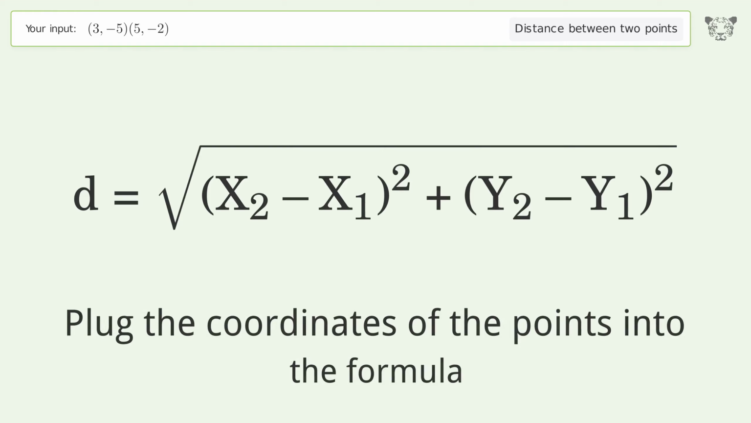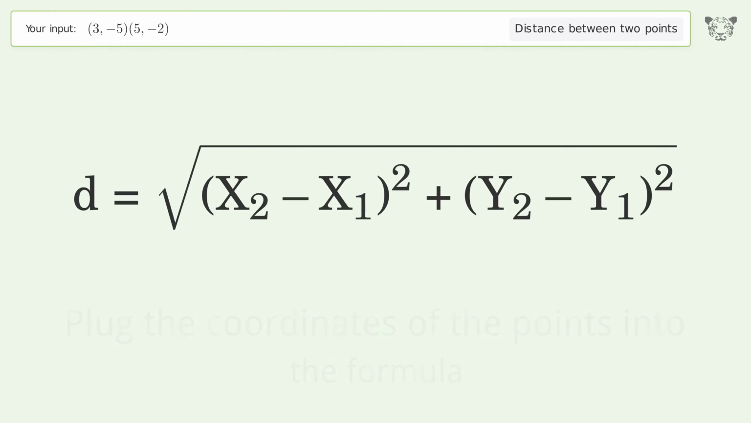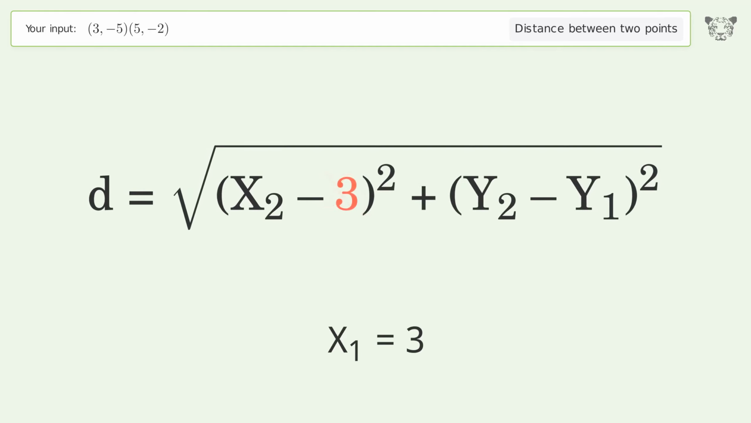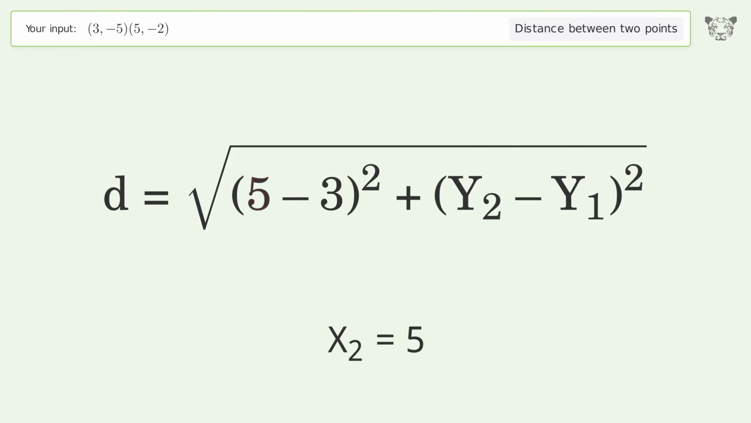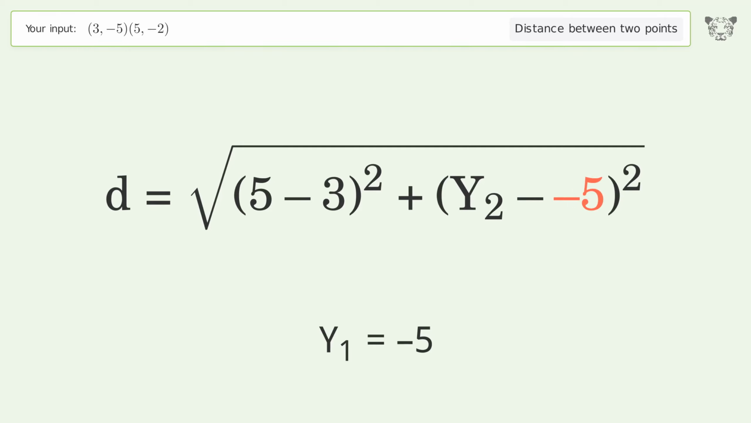Plug the coordinates of the points into the formula. x1 equals 3. x2 equals 5. y1 equals -5. y2 equals -2.